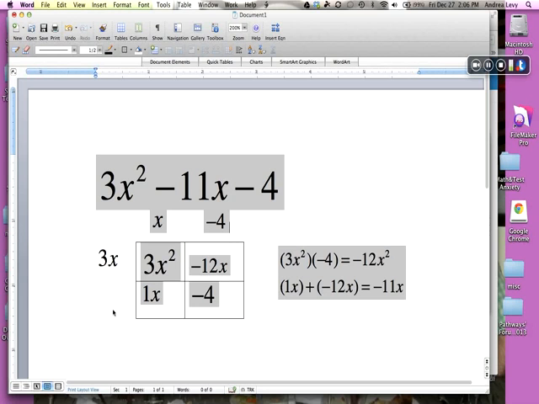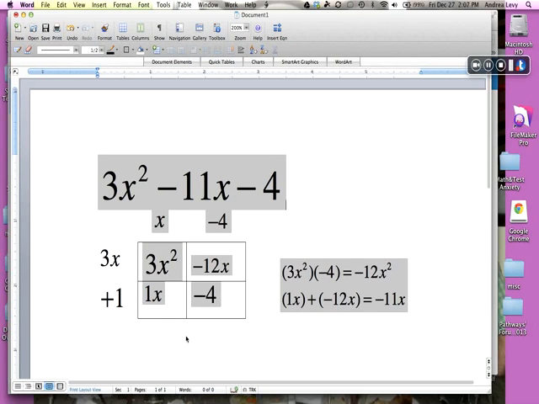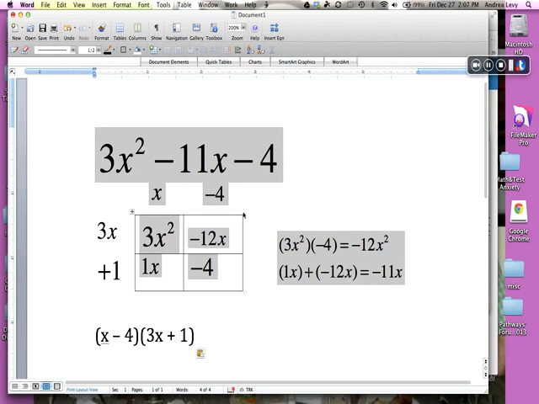Now we need to get the last term here, and we can use this x. Whatever number the x multiplies has to give us back this 1x, and the only thing we can multiply by x to get 1x is the number 1. Another thing you can do is look at this bottom row and pull out the greatest common factor. Again, that would be a 1, and it has to be a positive 1 because we want this 1x to be positive. So now we have pulled out our two factors, x minus 4 and 3x plus 1.